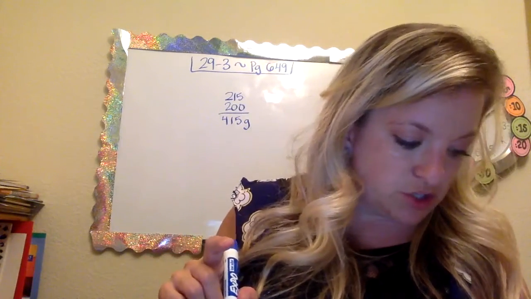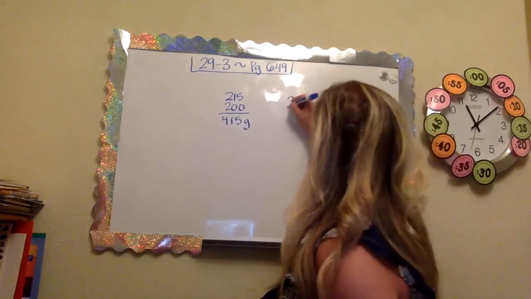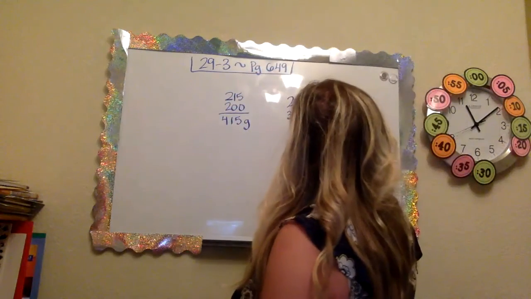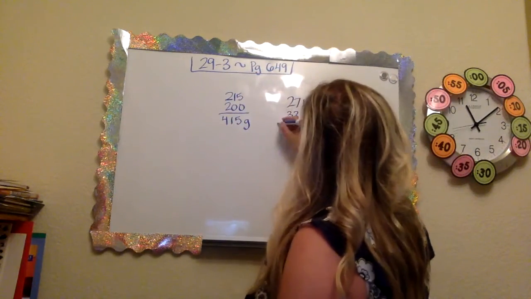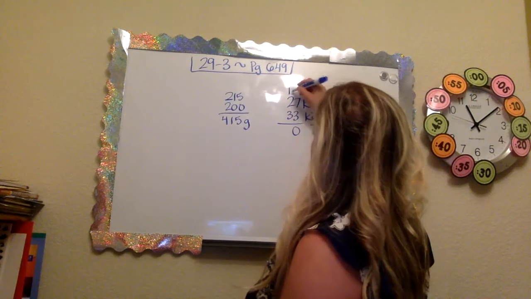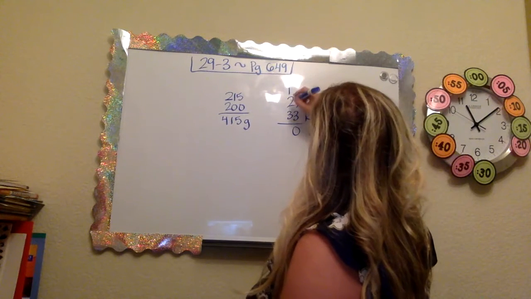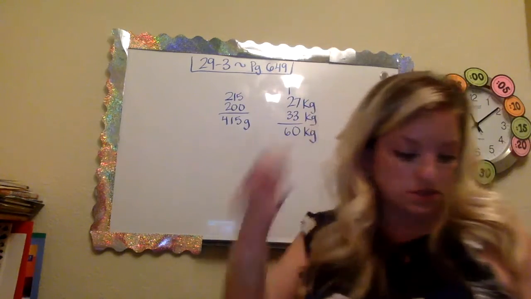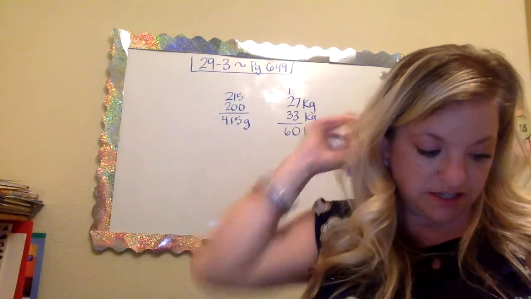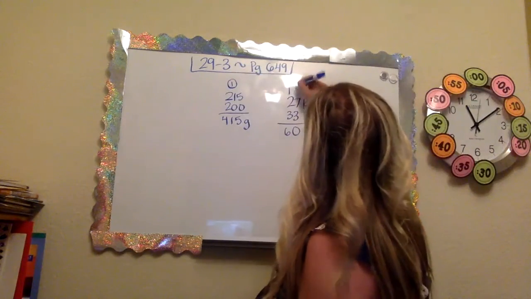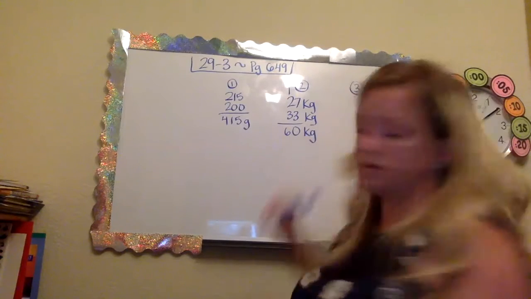Number 2, Brenda has 2 dogs. The masses are 27 kilograms and 33 kilograms. What is it combined? 7 plus 3 is 10, so the 1 goes over here to the tens column. 1 plus 2 is 3, 3 plus 3 is 6. 60 kilograms. Combined mass is 60 kilograms. So this is number 1. Number 2.